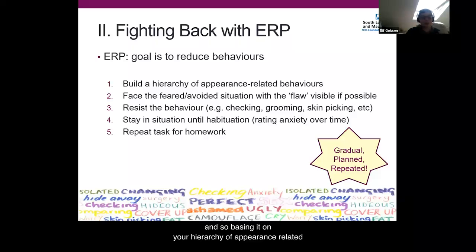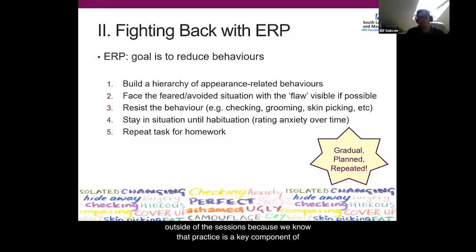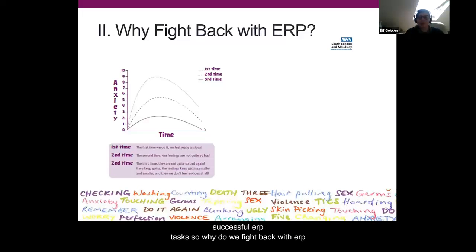So basing it on your hierarchy of appearance-related concerns, planning out what the exposure and the behaviour to be resisted will be, and staying in that situation until anxiety has come down over time without you having to do a BDD behaviour, and really repeating these tasks outside of the sessions, because we know that practice is a key component of successful ERP tasks. So why do we fight back with ERP?